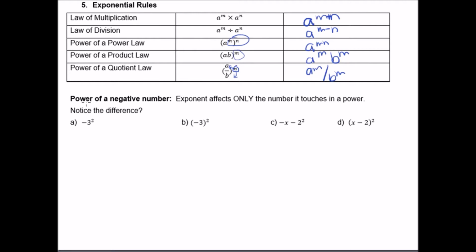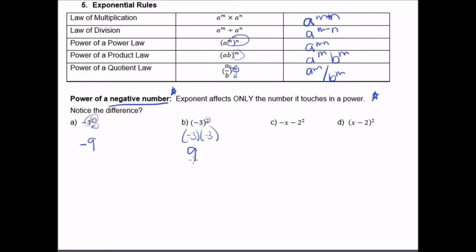Okay, and now let's take a look at powers of a negative number. So this is really important, and this is where a lot of students get this wrong, but the exponent only affects the number that it touches. Okay, so let's actually take a look at the difference. So this 2 is only on the 3. So it's negative, and then we're taking 3 squared, which is 9. Whereas this 2 is on the entire negative 3.